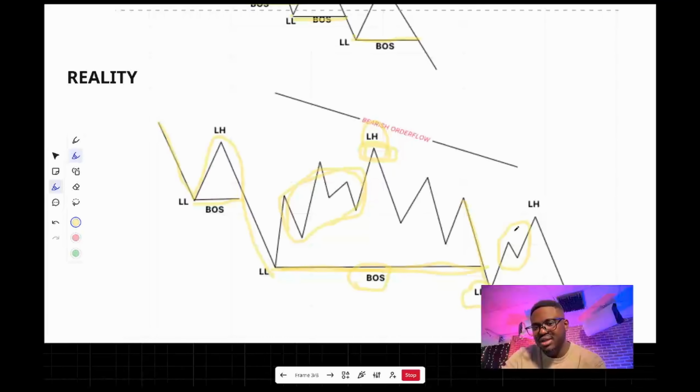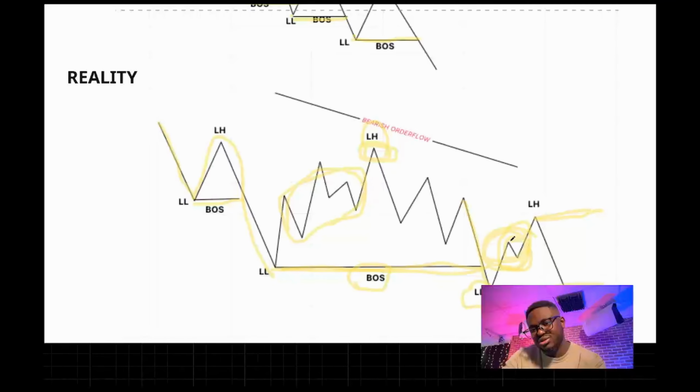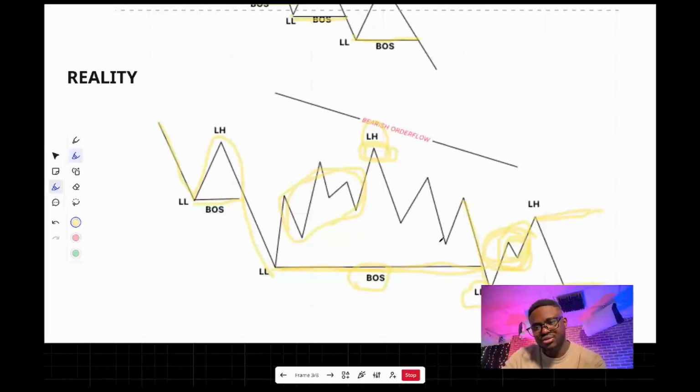You don't want to pay attention to it. The only thing you really need to focus on is the last high before the break of structure and this last low right here. So this and this is your market structure. Everything in between is noise, and that's internal structure. And we don't pay attention to internal structure.